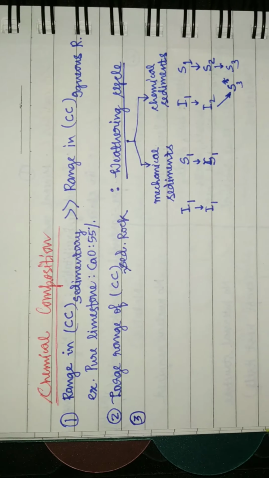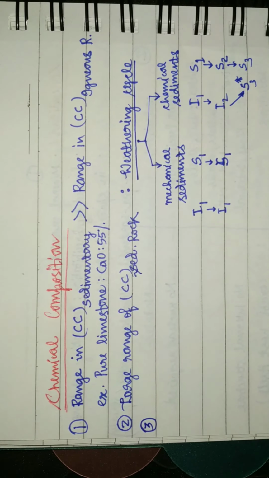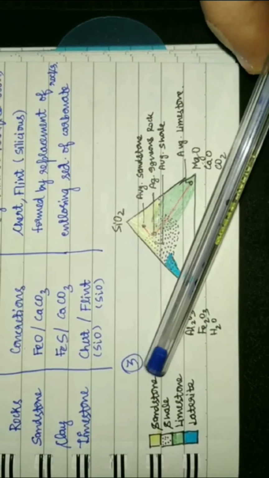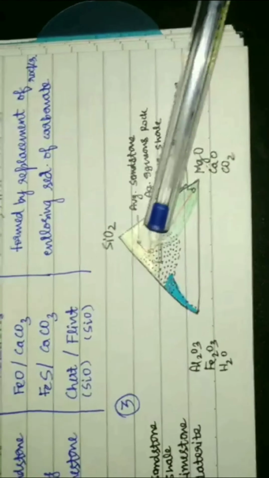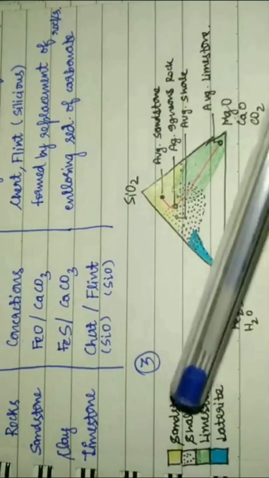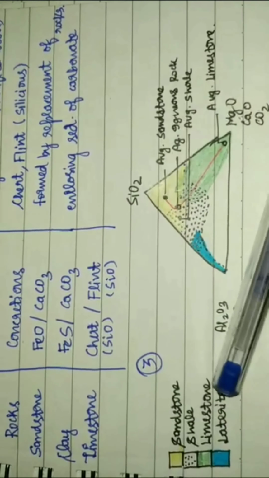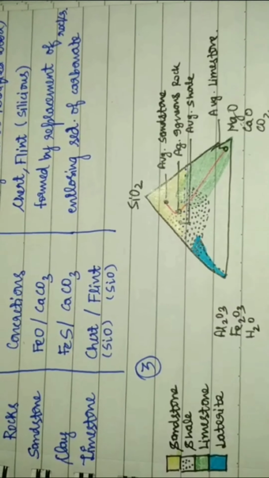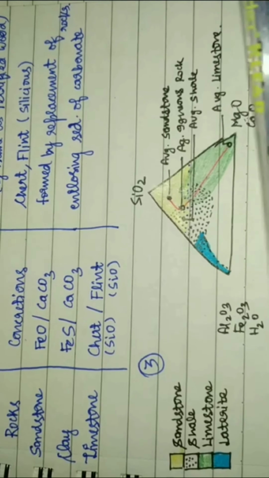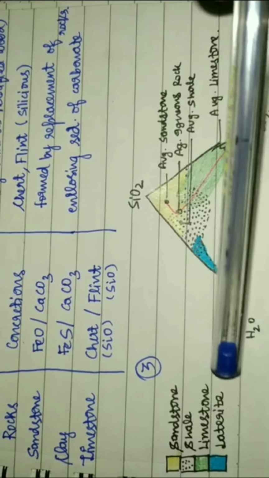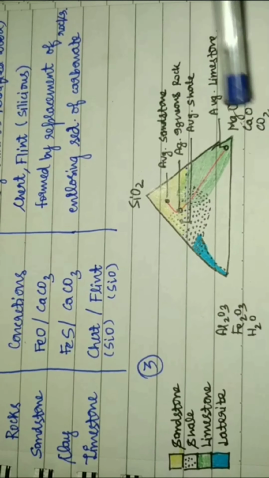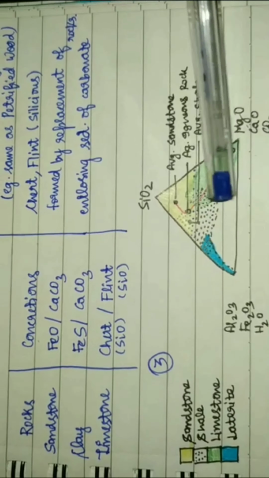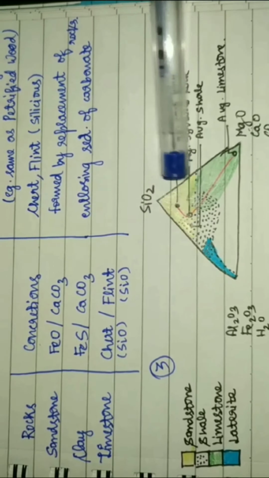In this video we'll cover the chemical composition of sedimentary rock. A chart is showing the sandstone in yellow, the shale dotted, the limestone in green, and the laterite in blue. Laterite shows Al2O3, Fe2O3, H2O; limestone shows MgO, CaO and CO2. The shale is in between this and sandstone.